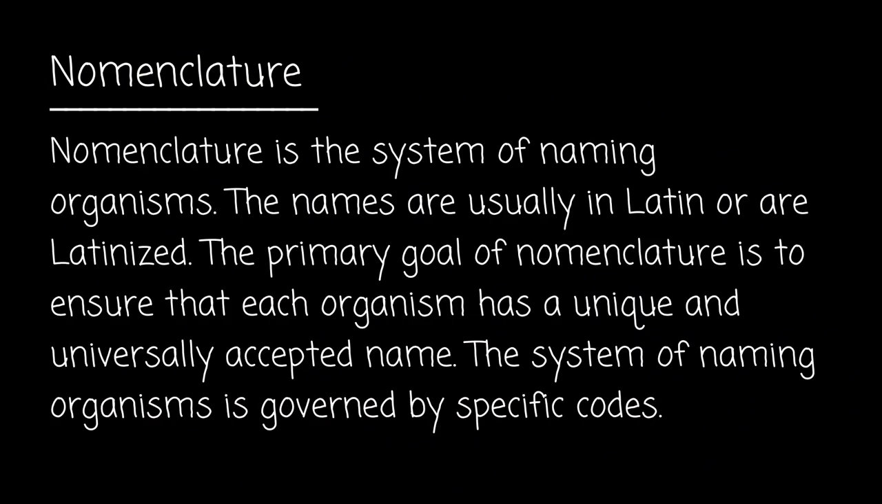So what is nomenclature? Nomenclature is the system of naming organisms. The names are usually in Latin or are Latinized. The primary goal of nomenclature is to ensure that each organism has a unique and universally accepted name. The system of naming organisms is governed by specific codes.